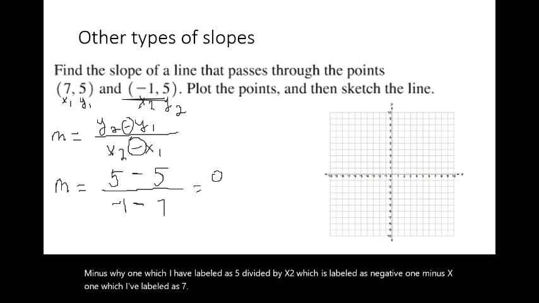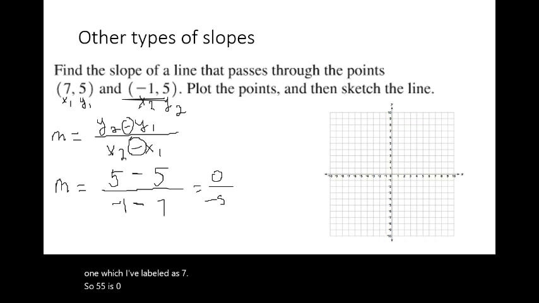So 5 minus 5 is 0. Negative 1 minus 7 is negative 8. 0 divided by negative 8 is 0. So your slope comes out to 0.